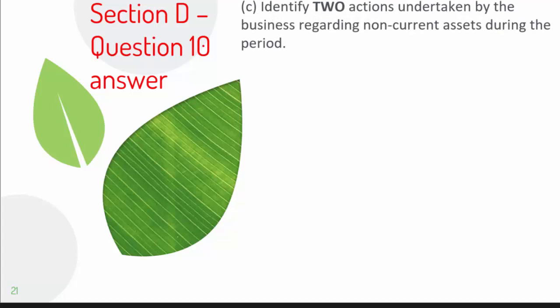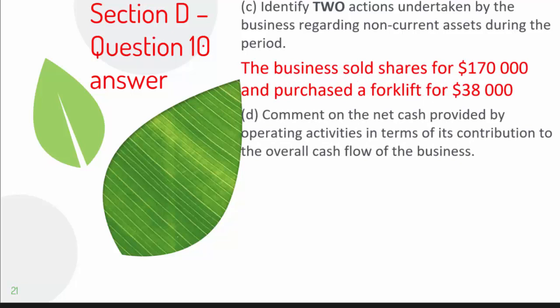Question C. Identify two actions undertaken by the business regarding non-current assets. Non-current assets gives you the clue that you've got to look at investing activities. So you see two items there. They sold some shares for 170,000 and they bought a forklift for 38,000. So it's fairly straightforward.